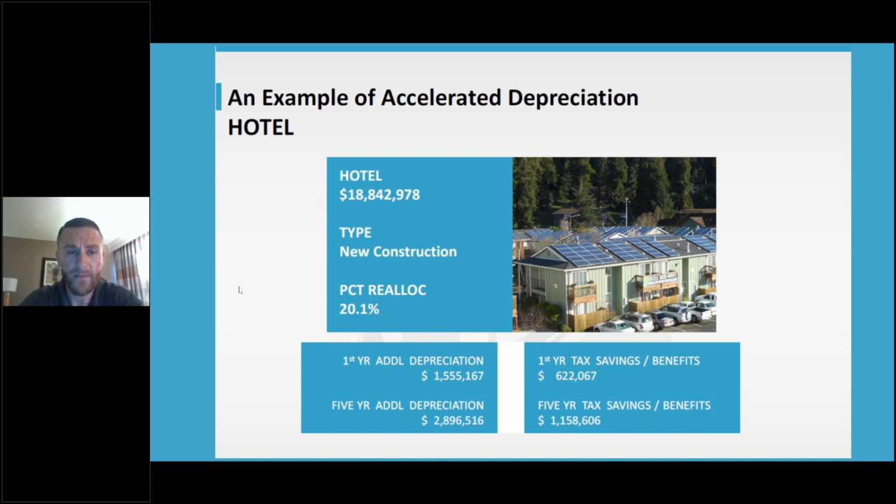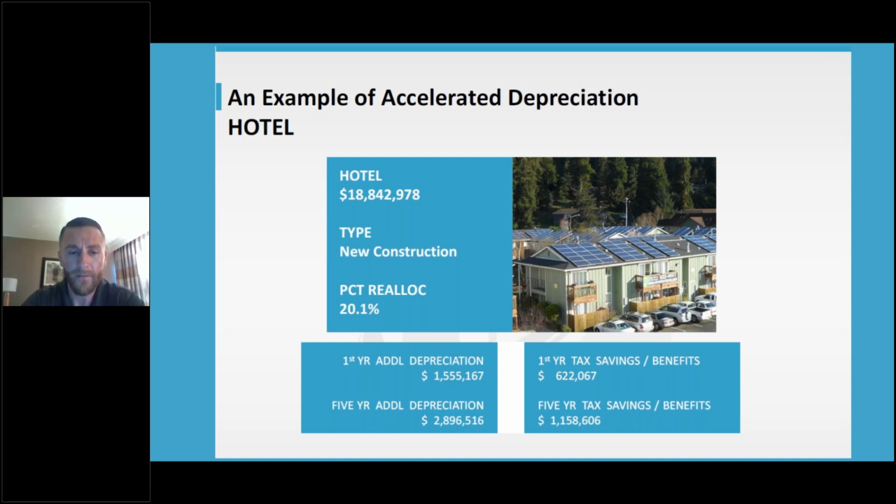So here's another quick example of accelerated depreciation for a hotel. This is a new construction, $18.8 million property. And for this purpose, we were able to reallocate 20.1%. And so this shows your different breakdowns of first year depreciation. As I've said before, for our work, we won't identify and guarantee your bonus depreciation numbers. We want you to understand that the bonus depreciation, again, is a conversation for you and your CPA. But just by doing a straight-up cost segregation on an asset, you're still increasing your expenses.